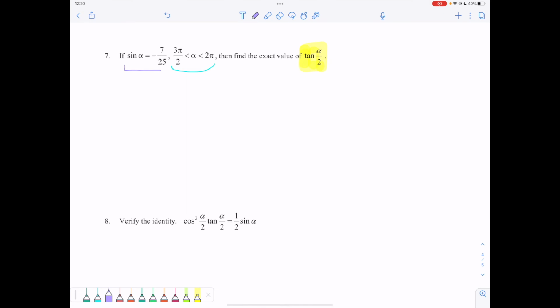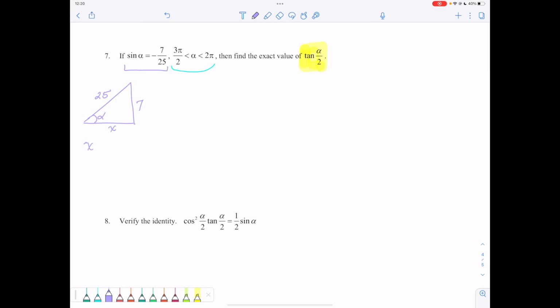The sine of alpha is equal to negative 7/25, and we know that alpha is between 3 pi over 2 and 2 pi. So let's go ahead and first get our triangle drawn. And that should be alpha, not theta. And we'll have 7 and a 25. And then we will have x.